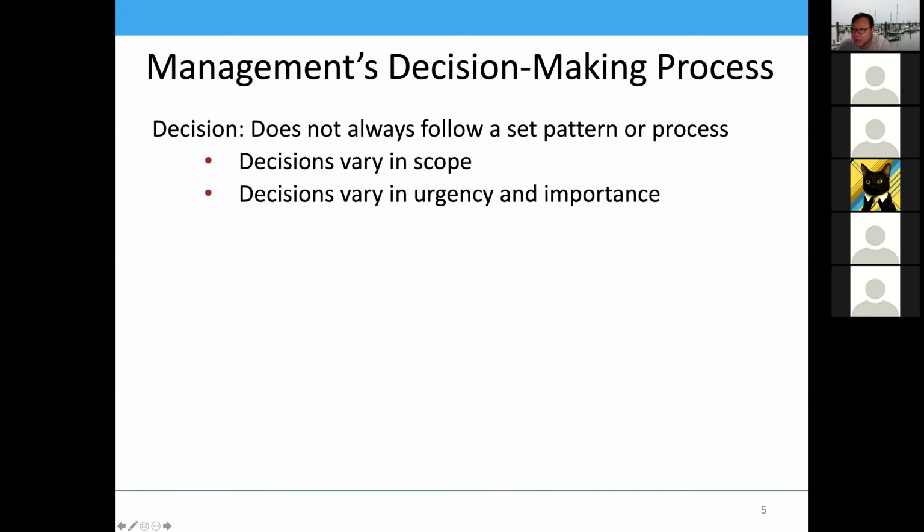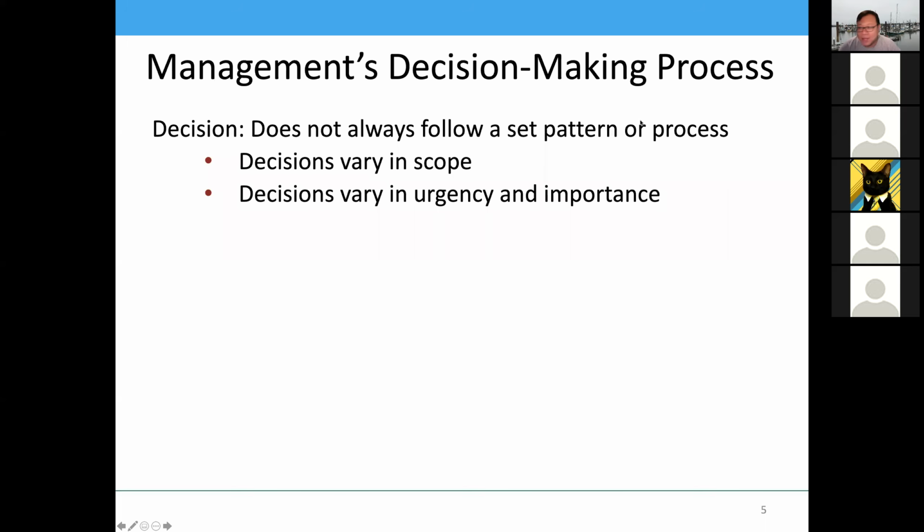Decision does not always follow a set pattern or process. It varies in scope, right? Some decisions will have more impact than others. And decisions vary in urgency and importance. Some decisions are very urgent. If you see the red light, you better put your foot on the brake right away. That's a decision you have to make. Decisions also vary in importance. For example, you are getting married, who are you going to marry? That would be a very important decision. Then what am I going to eat this morning? Do I eat McDonald's or should I just have Starbucks?